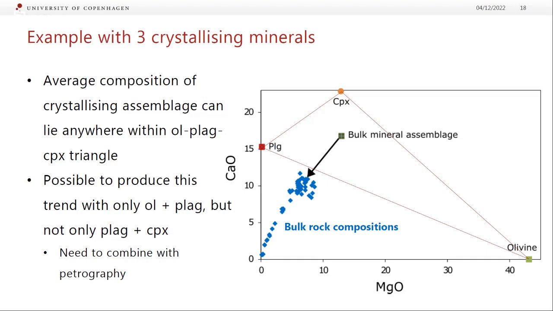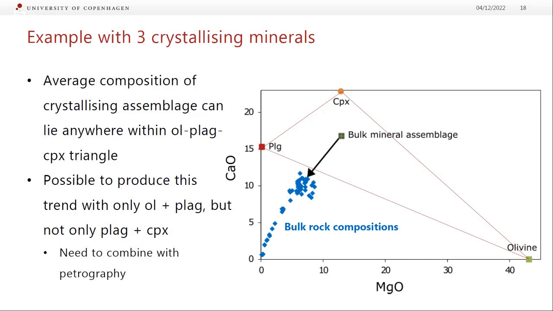Either one works. What I cannot do is produce this trend with mixtures of just plagioclase and clinopyroxene, right? Because no matter how I organize this, I can't get it to point at the same angle as the line. So from this kind of diagram, we can see that we either have plagioclase and olivine, or we have a mixture of all three. So this is where petrography would be needed.